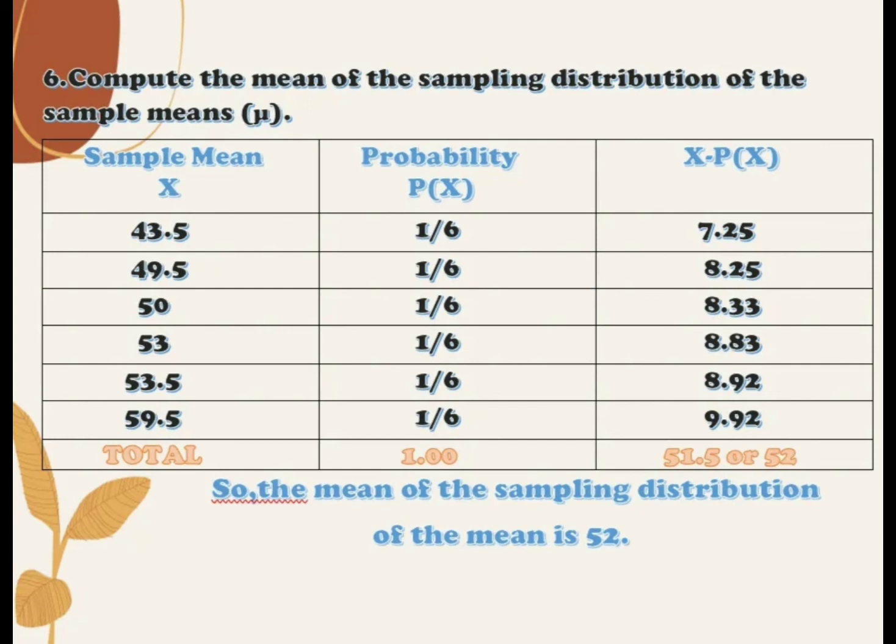And then we will add all the answers in the third column. 7.25 plus 8.25 plus 8.33 plus 8.83 plus 8.92 plus 9.92 is equal to 51.5 or simply 52. So, the mean of the sampling distribution of the mean is 52.